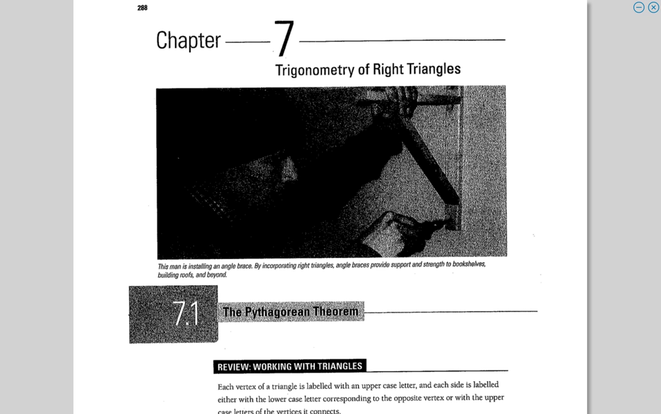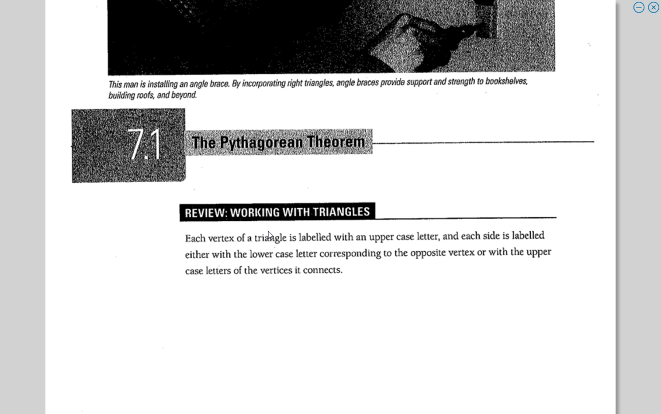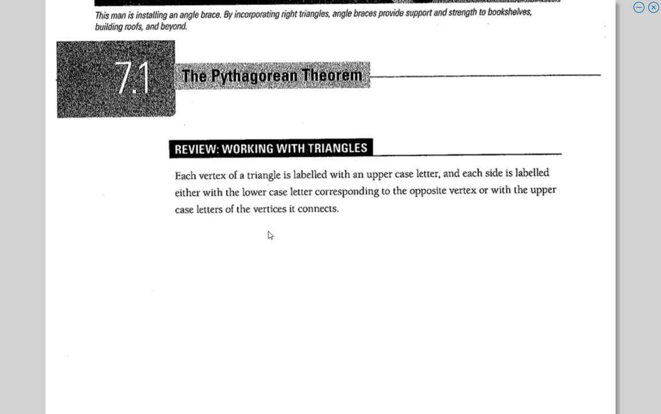Alright, so here we are on chapter 7 in Math 10-3. This is trigonometry of right triangles. The very first section, 7.1, is called the Pythagorean theorem, and it has to do with the relationship between the sides in a right-angled triangle. So, first of all, you need to have a right-angled triangle in order for this relationship to be true.